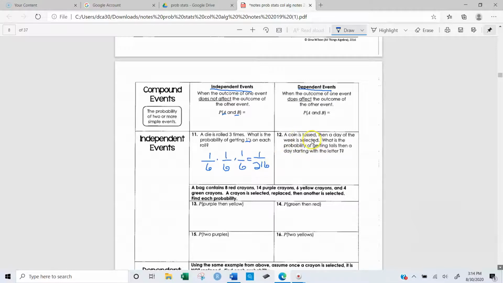Okay, a coin is tossed. Then a day of the week is selected. They do not affect each other. What is the probability of getting tails? So that's 1/2. Then a day starting with the letter T. Well, I've got 7 days. I have Tuesday and Thursday, so that's 2. Multiply this out. Those actually cancel. I have a 1/7 chance of doing both of those.